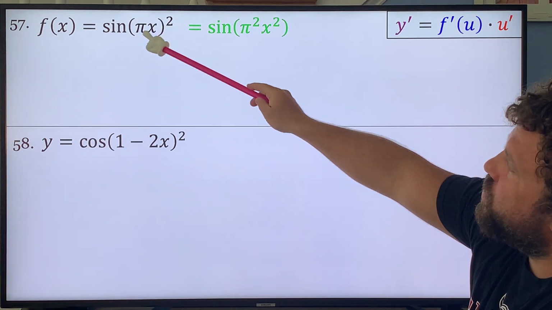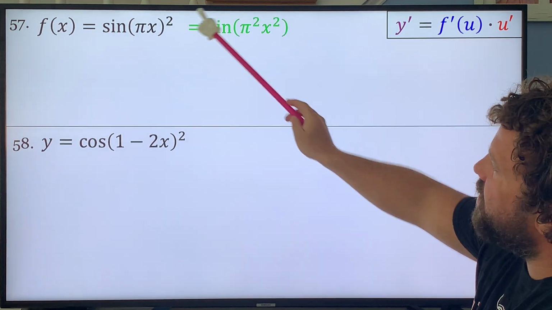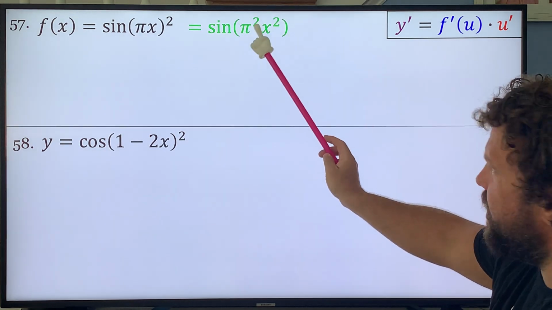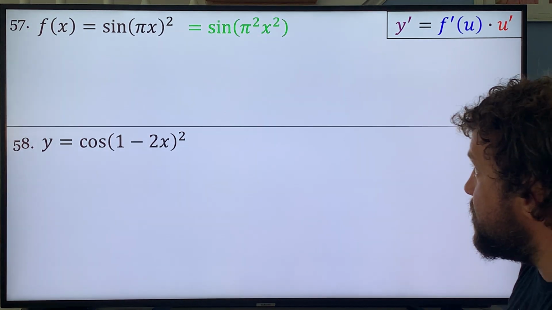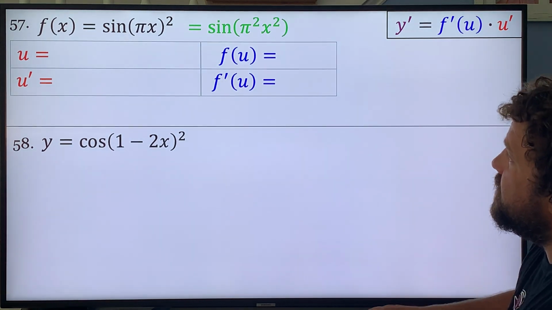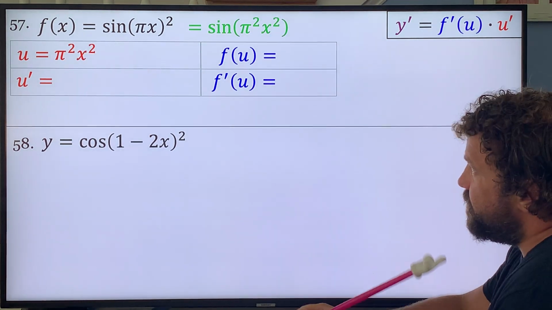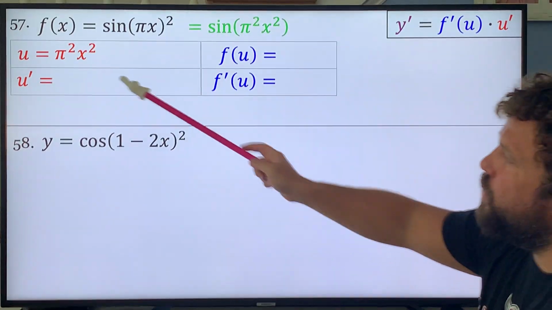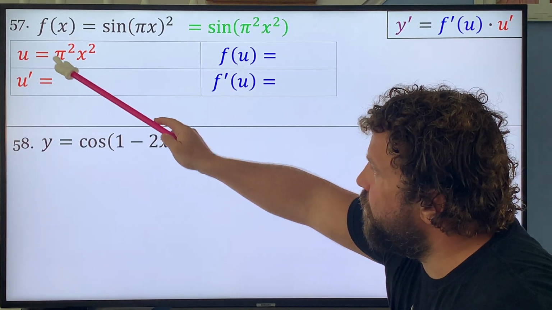You can actually square the pi, which is a constant, and square the x. So now you only have to do this once. Pi squared is somewhere around 10. And then you've got x squared. So our u is pi squared x squared. Our f of u is sine u. Oh, I went u prime. U prime is 2 pi squared x.